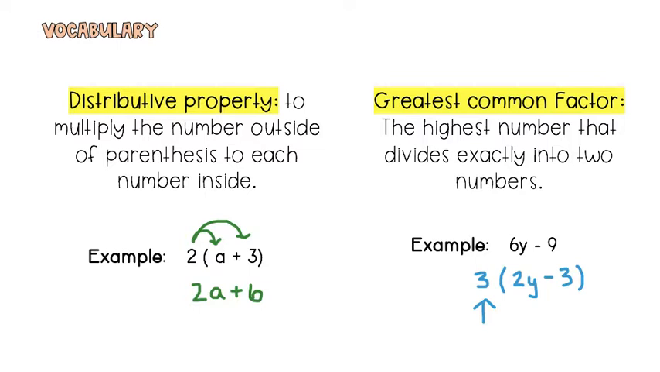My next vocabulary term is greatest common factor, which means the highest number that divides into two numbers. So if I have the expression 6y - 9, I know that both of these terms can be divided by 3. So 3 would go on the outside of my parentheses. And I know that 3 multiplied by 2y gives me 6y, and 3 multiplied by a - 3 gives me a - 9.